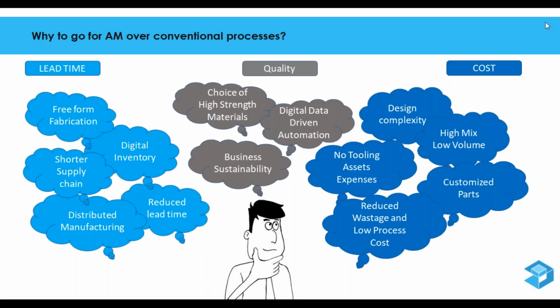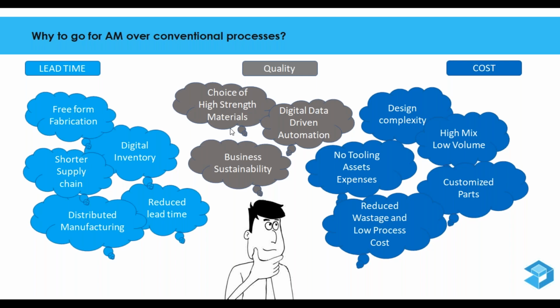And lastly, if somebody wants to take a decision of trying to understand the benefits of additive manufacturing over conventional technology, it's the lead time, the quality, and the cost. So these are the three dimensions where everything comes around. On lead time, there are benefits in preform fabrication, digital inventory, shorter supply chain, reduced lead time, and the distributed manufacturing you can go ahead with.